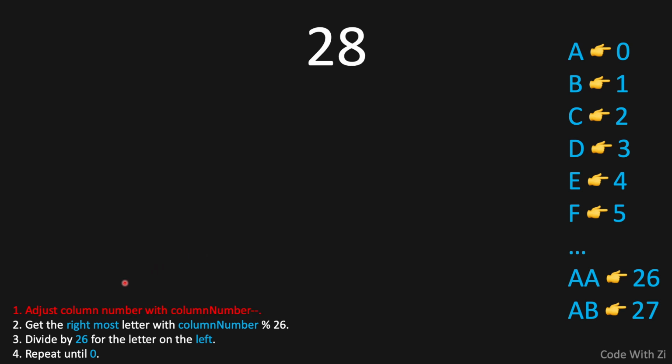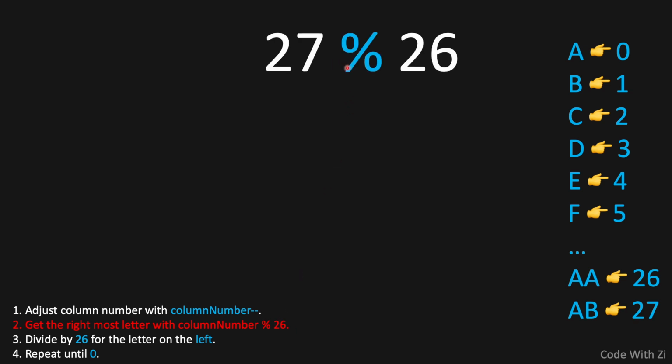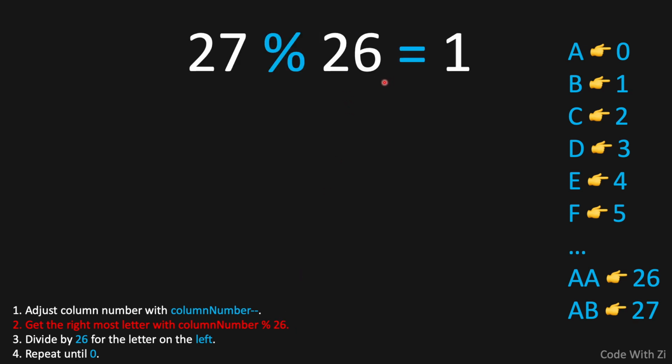So let's do this. We're going to have to follow the first rule, and that's going to be to decrement column number. So we're going to go from 28 to 28 minus 1, and that's going to give us 27. All right. The first one is checked. Now we're going to move on to the next one. Here it says to get the rightmost letter, we need to find the answer for column number mod 26. Well, column number is 27, 27 mod 26. That's going to give us 1. All right. Let's see what 1 represents. Well, would you look at that? 1 is representing B. So we're going to have B over here, and then we're going to move on forward.